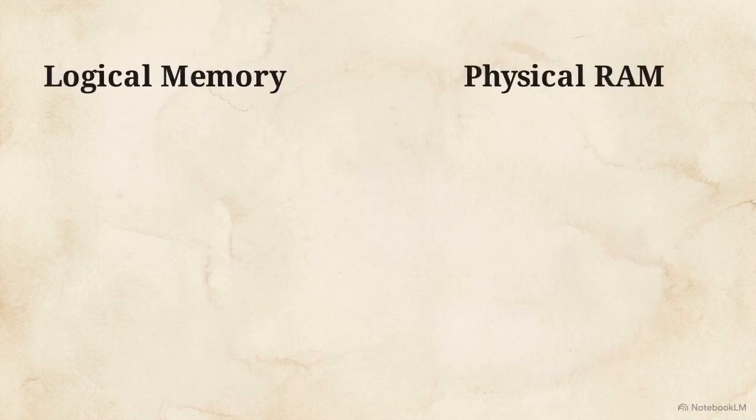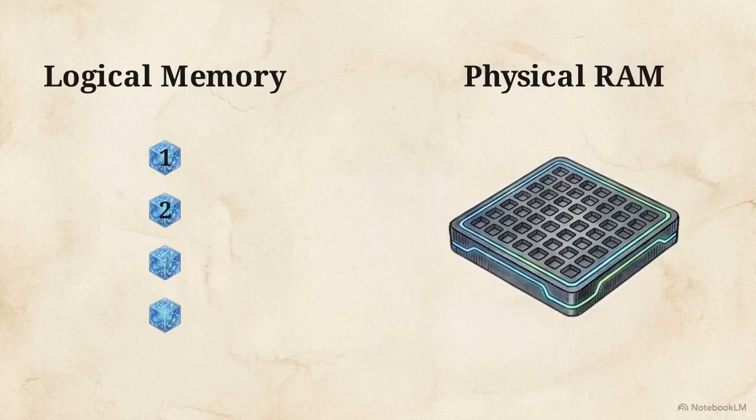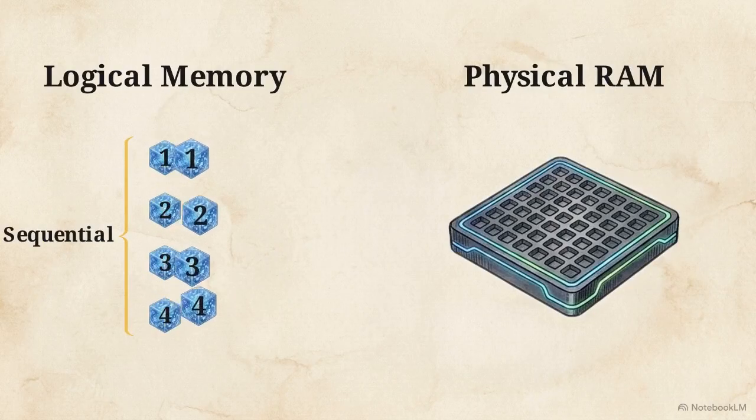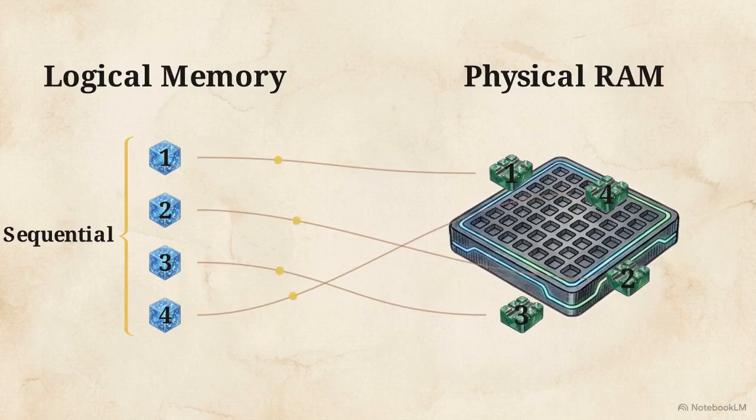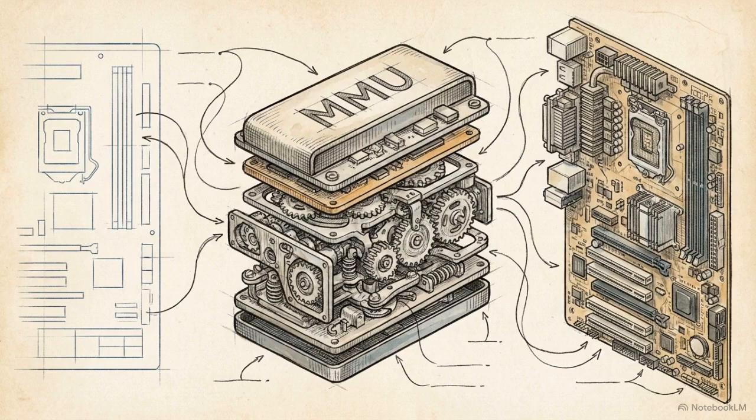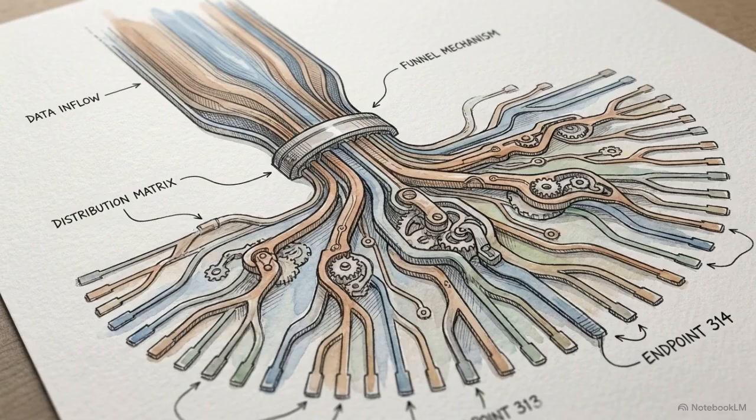This creates a structural disconnect. A process's logical addresses might be perfectly sequential, counting up step by step, while its physical addresses are scattered across entirely random, non-contiguous frames in the RAM. To resolve this disconnect, the operating system relies on a specialized hardware component, the Memory Management Unit, or MMU. The MMU acts as the system's translator. It ensures the CPU's abstract requests land precisely in the chaotic reality of the physical memory hardware.